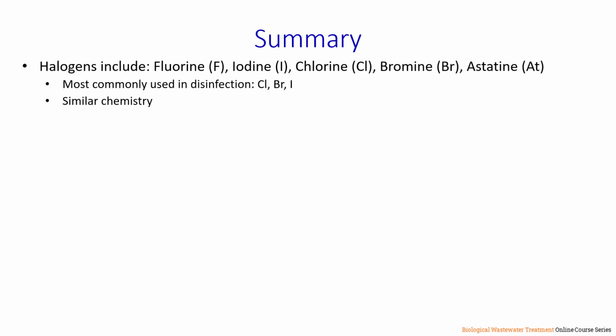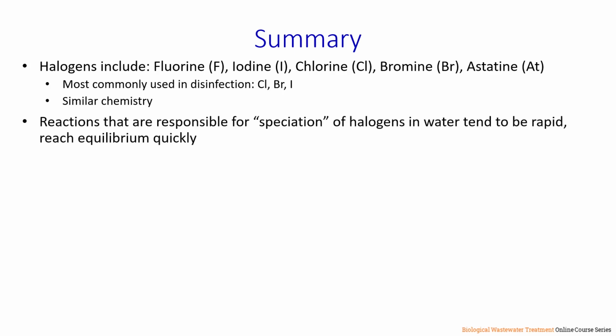Summarizing then, we've seen that the halogens include fluorine, iodine, chlorine, bromine, and astatine. And among these, the most commonly used forms in disinfection are chlorine, bromine, and iodine, and in fact, in wastewater disinfection, chlorine is dominant. The halogens themselves have similar chemistry, and that's because they are part of the same family, the halogen family, in the periodic table, where we have 7 valence electrons.